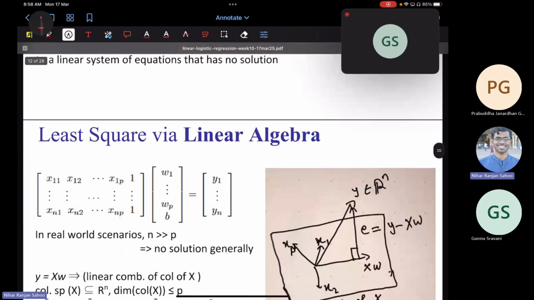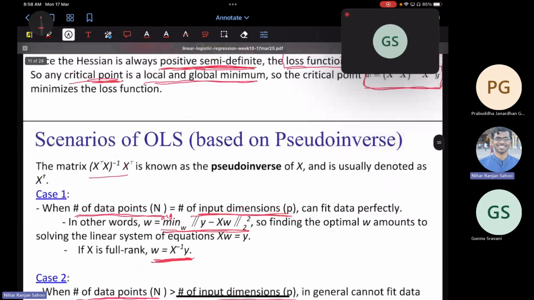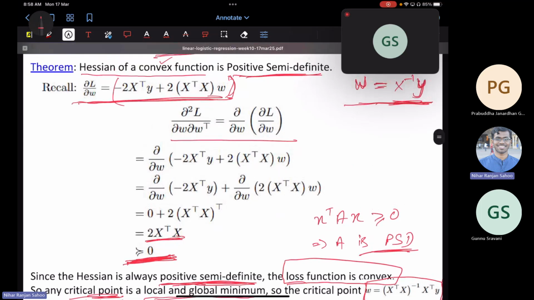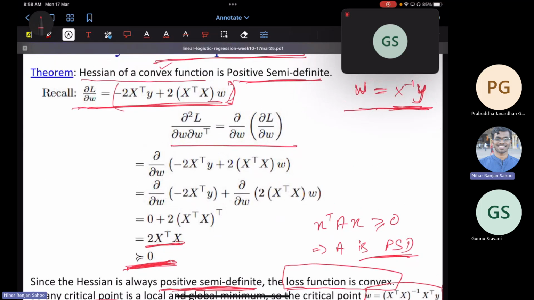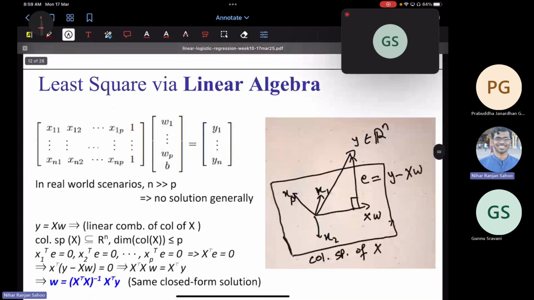Okay, now let me stop here. Any doubt on this? The calculus methodology, how do we compute the W value, either in the one-dimensional case or the multivariate case? Any doubt? Okay, if there are no doubts, let me go ahead.